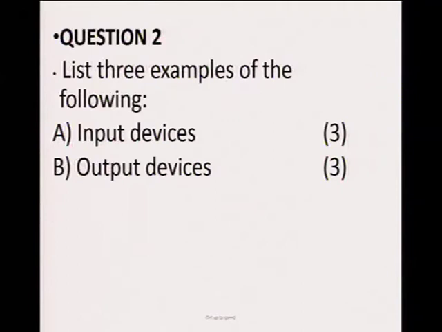Question 2, list. Explanation is not necessary here. List 3 examples of the following. So you give me 3 examples of input devices, 3 examples of output devices. Okay, but you must separate them. Don't mix them together. Don't say input and output, then you mix them together. Then you expect Mr. Edo to separate them. No, I'll mark you wrong.